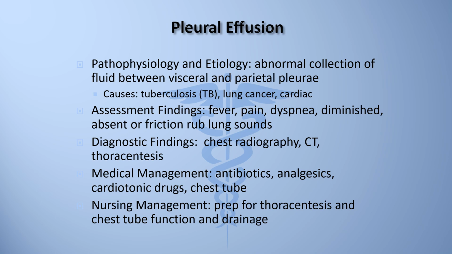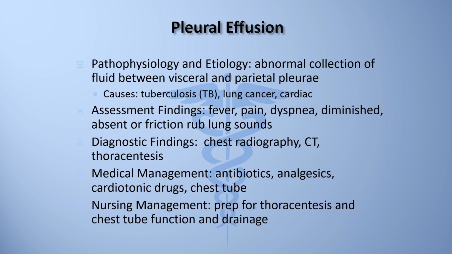Pleural effusion is an abnormal collection of fluid between the visceral and the parietal pleura. This can be caused by TB, lung cancer, or cardiac causes, where congestive heart failure is a main one, having that extra fluid which is going to build up around the lungs. Assessment findings could be fever, pain, dyspnea. Diagnostic findings: we're going to look at chest x-rays. You can do a CT, and we could complete a thoracentesis, which we'll talk about in just a second.